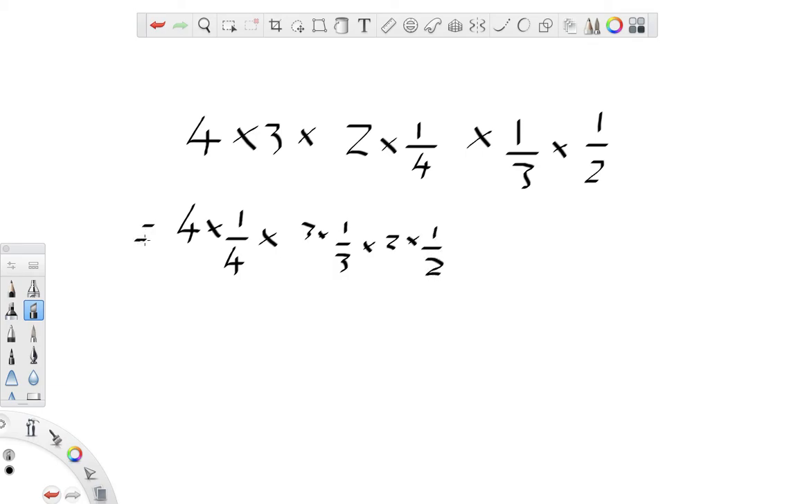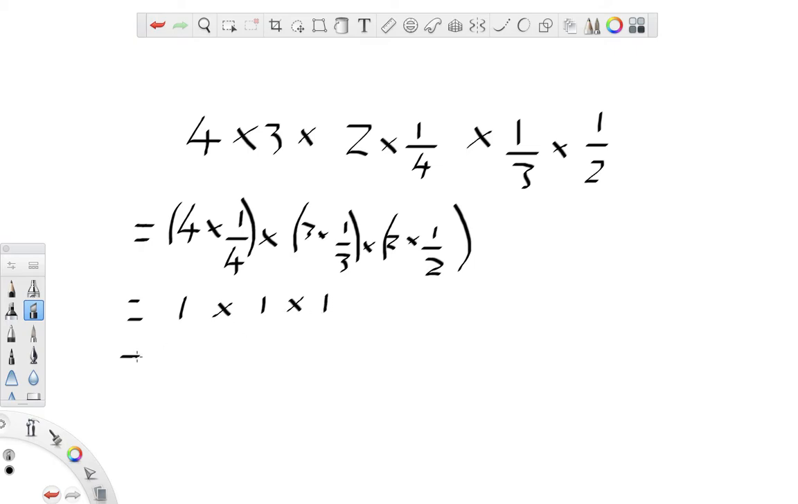Then we could use our associative law, which says that we can group multiplications together. So we could group 4 times a quarter, we could group 3 times a third, and we could group 2 times a half. Then from what we've just learnt, that when we take a number and times it by its multiplicative inverse, we get the multiplicative identity, which is 1. So we know that 4 times a quarter is 1, 3 times a third is 1, and 2 times a half is 1.